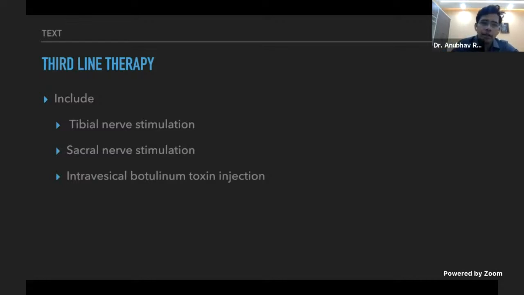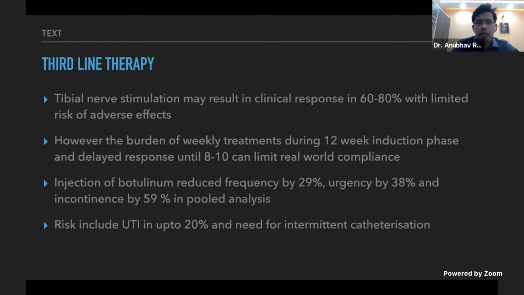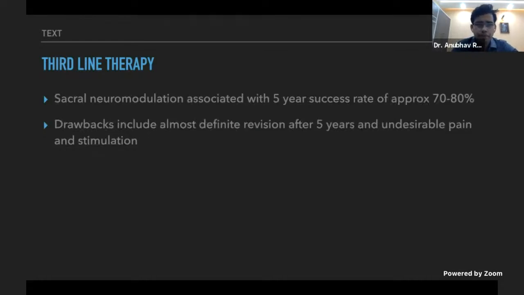Third line is tibial nerve stimulation, sacral nerve stimulation. Botulinum toxin can be injected into the bladder muscle, and it has an effect of 60 to 80%. The only thing is that these therapies are not permanent. The effect will last for around 1 year, and then again the patient will start developing complaints. So this is not sustainable in the long term.